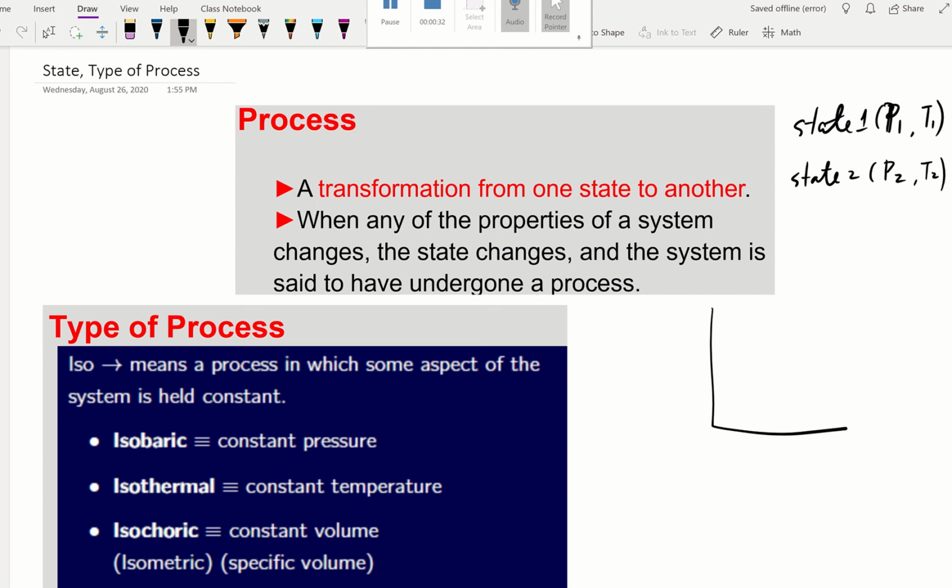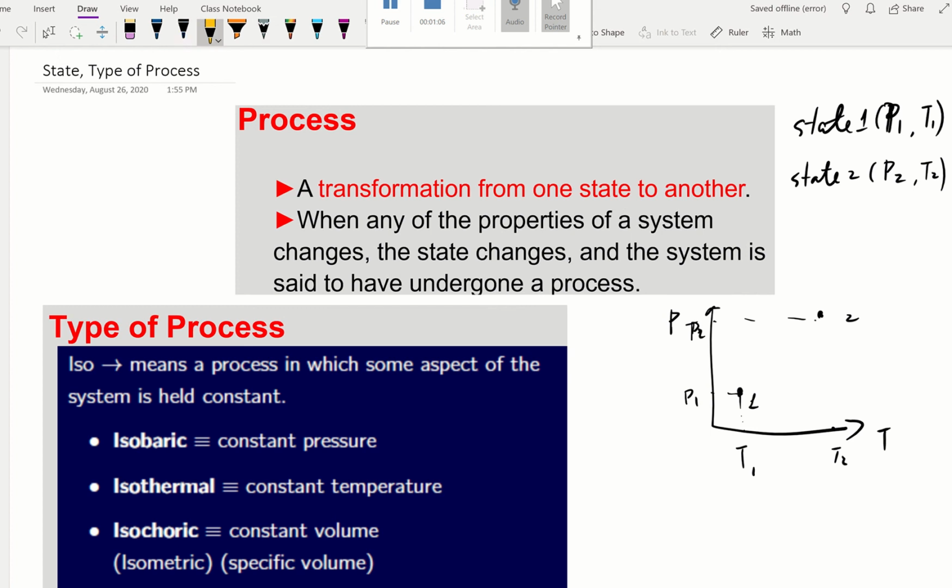If we were trying to describe this in a PT diagram, a pressure-temperature diagram, this could be my P1, T1, and let's see, my T2 and P2 could be here. Okay, so when you describe state 1 and state 2, you want to go from here to here. There are many ways to get there, right? Just like many roads lead to Rome, there are many ways to go from state 1 to state 2.